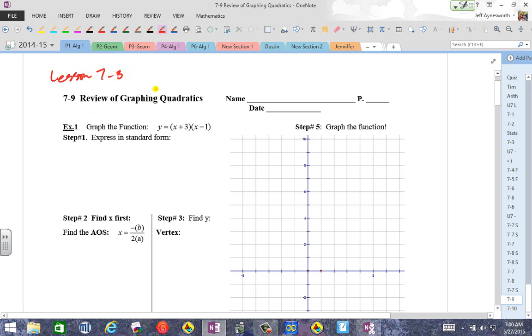We did about 10 examples in there. So get that out, have it side by side, get your red pen and pencil out.